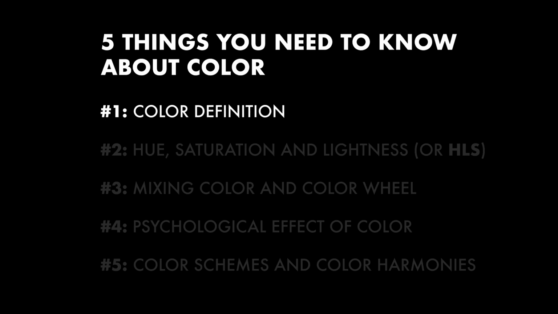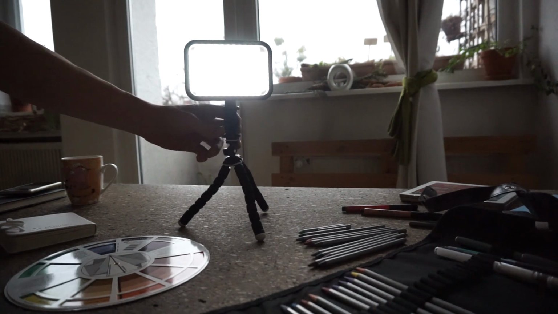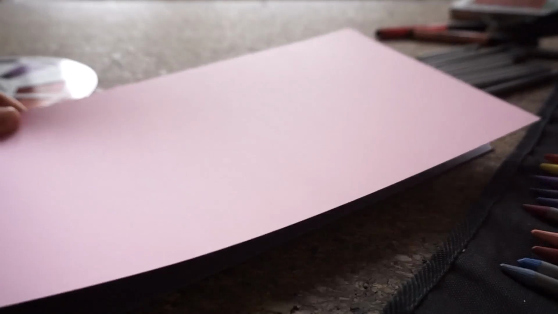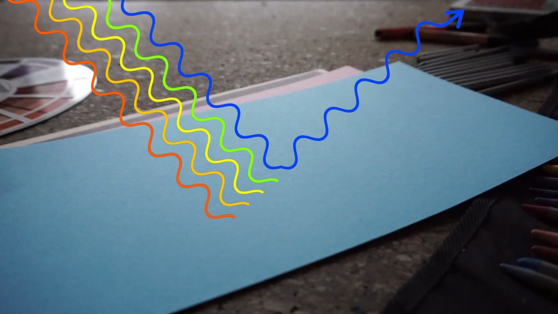Number 1 thing you need to understand is, what is color? We'll keep it simple. White light is composed of all different colors of the color spectrum, from red to violet. Now, color is a property of a surface that reflects light of different wavelengths. If a surface is blue, for example, it means that it reflects the blue part of the light, which we then see, and absorbs the rest.